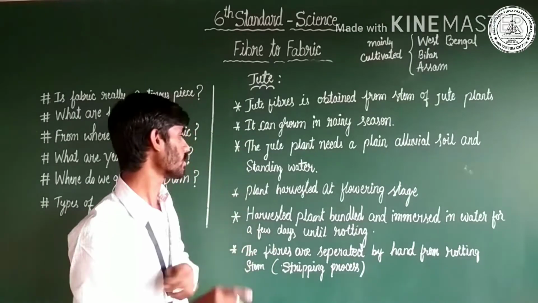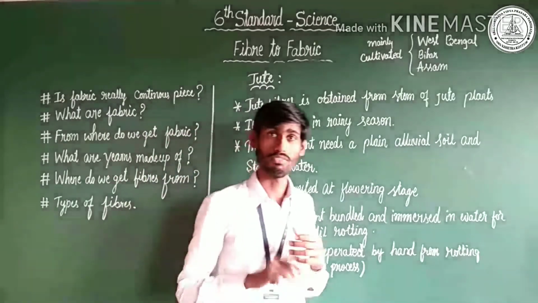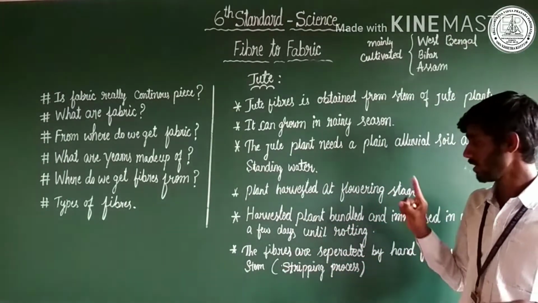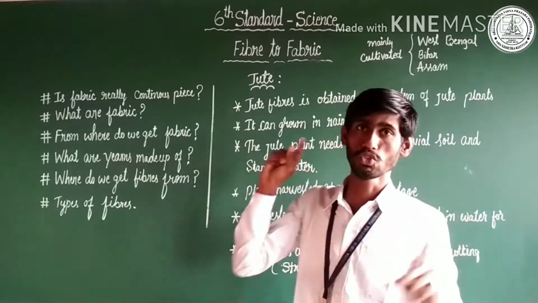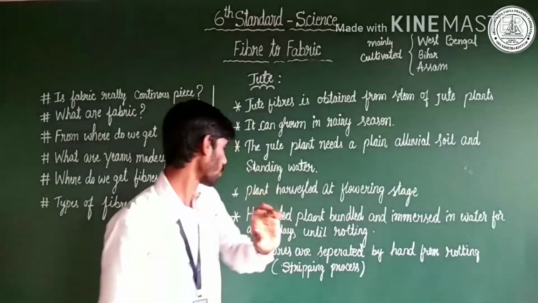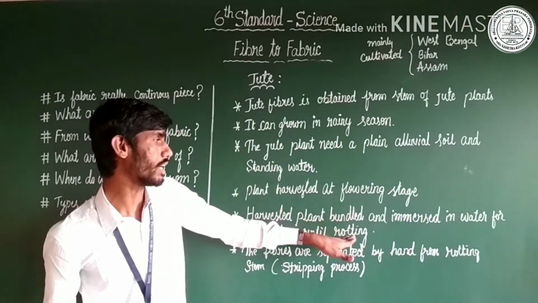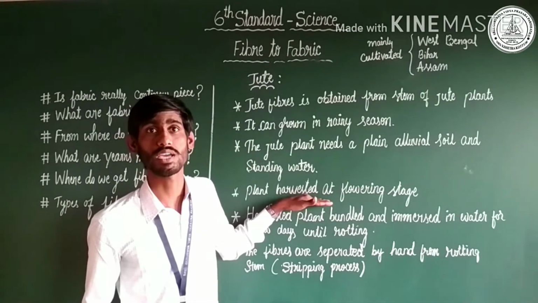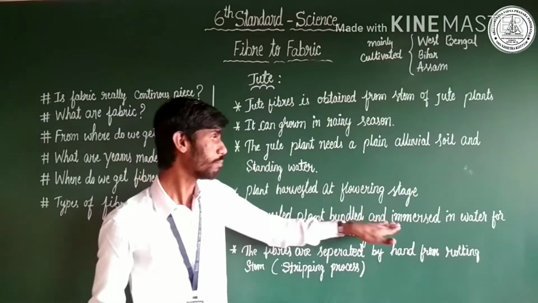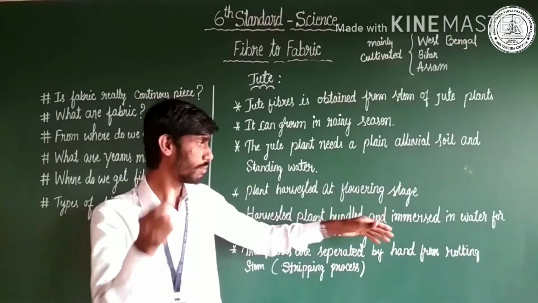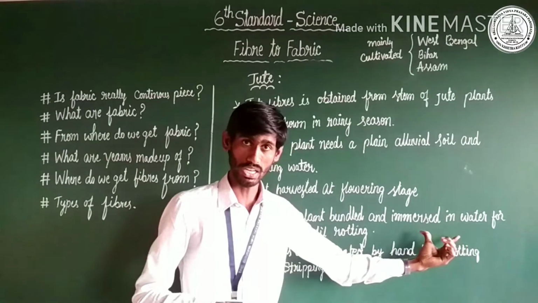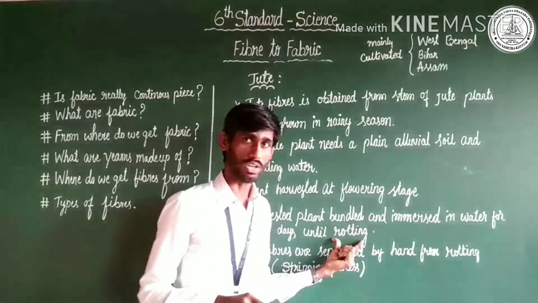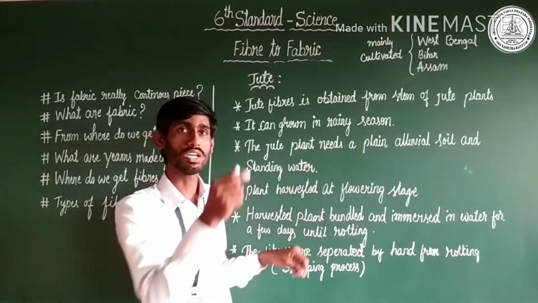Yes. Next point is the plant is harvested. The plant is harvested at the flowering stage. At the time of the flowering stage, the jute plants can be harvested. Chotu, the harvested plants are bundled and immersed in water. What is after the harvesting? What is the next step? They immerse the stems in water until rotting. Very important point: until rotting, they immerse the stems in the water.